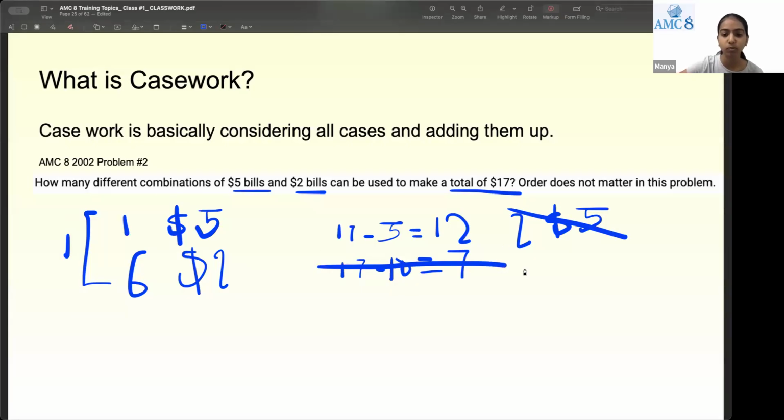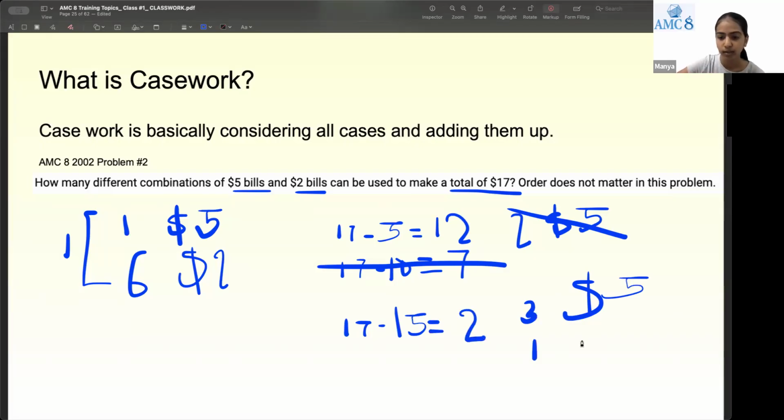Our third case would be using three $5 bills. So that would be 17 minus 3 times 5. 3 times 5 is equal to 15. So 17 minus 15 is equal to 2. And we can make $2 with just one $2 bill. So this case would work.